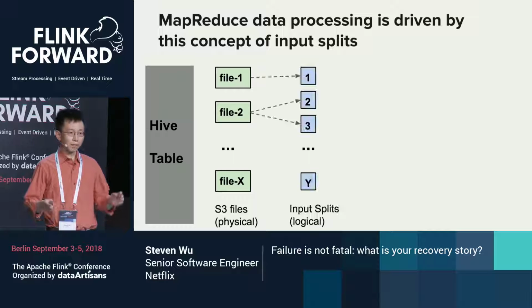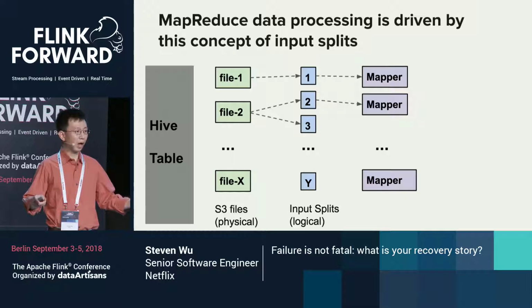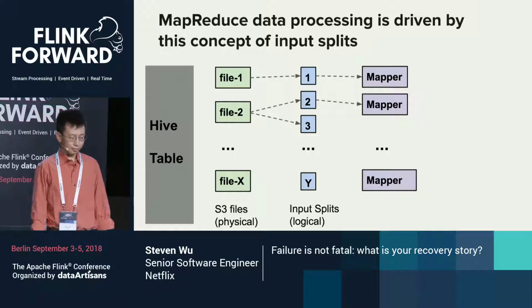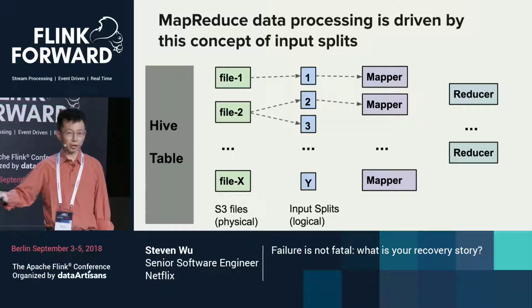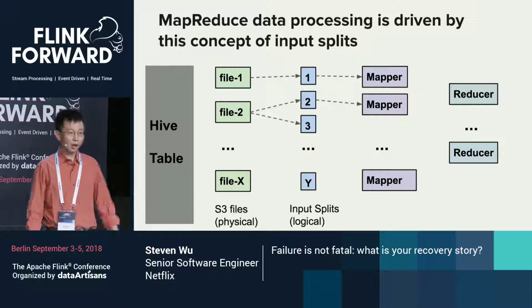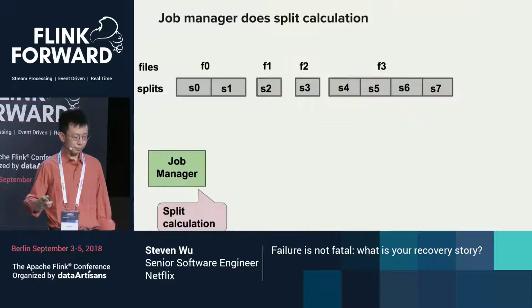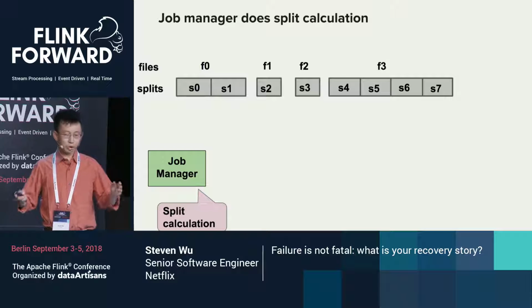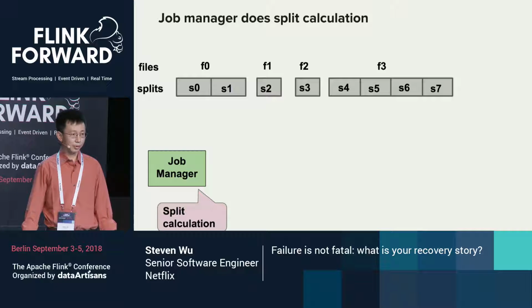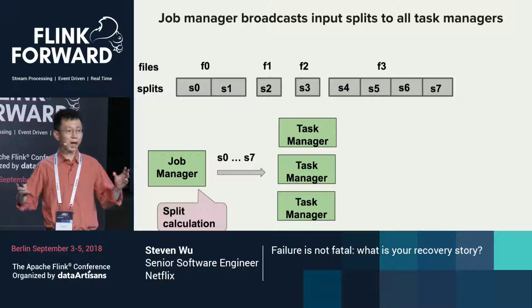Those physical files are first divided into logical chunks called input splits. Then those input splits are assigned to mapper tasks. Optionally, you may have reducer tasks for your MapReduce job, but you could also have a MapReduce job with only mapper tasks. That's how MapReduce processes data in a distributed way. In our implementation, the split calculation is done in the Job Manager once during job startup time, and that split information gets broadcast to all the task managers.